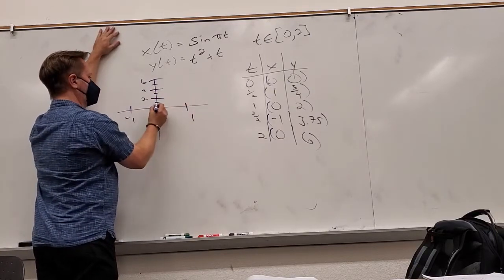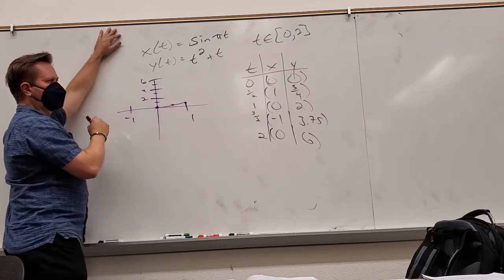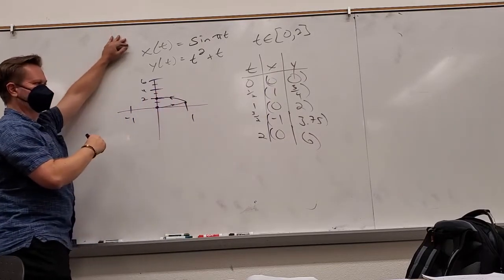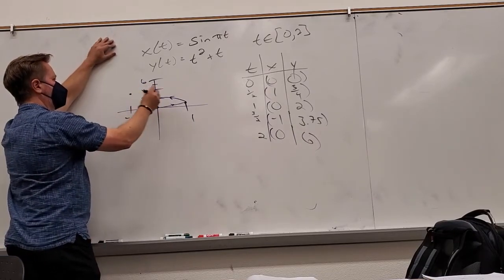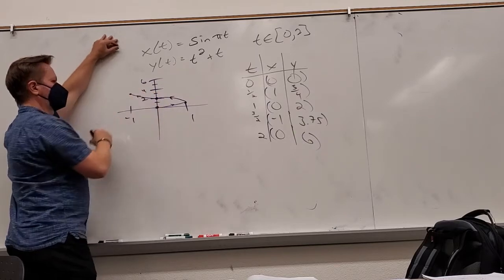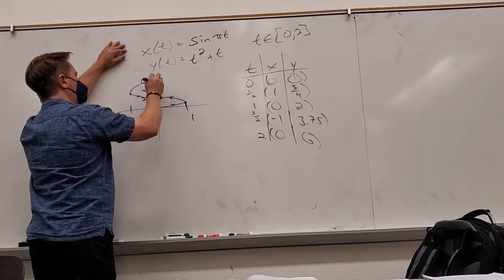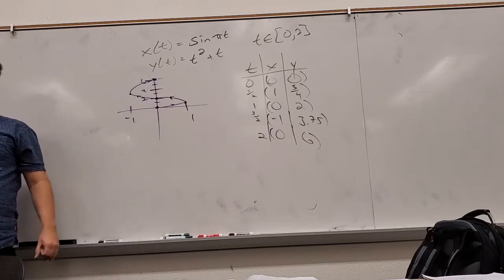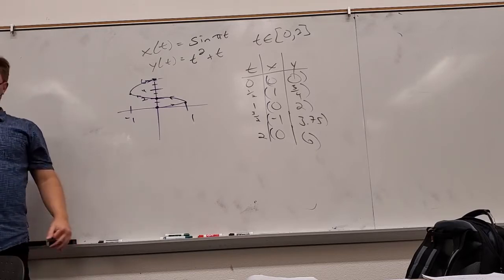1, 3/4. Then I can kind of connect those. 0, 2. Negative 1, 3.75. And then 0, 6. Okay. Nifty. Looks like the House of Drell.